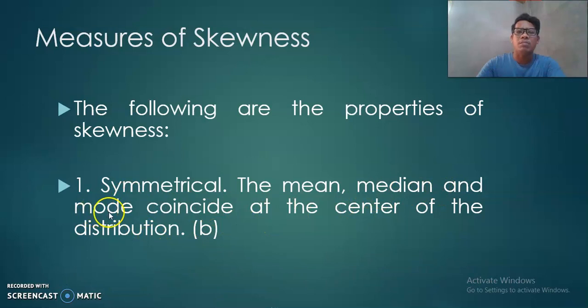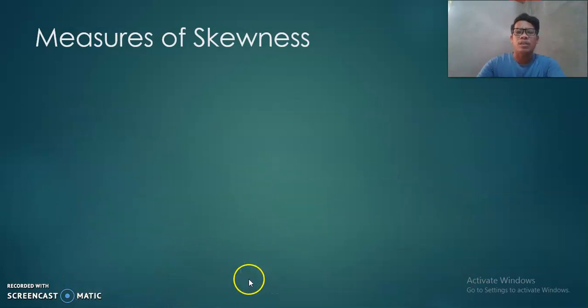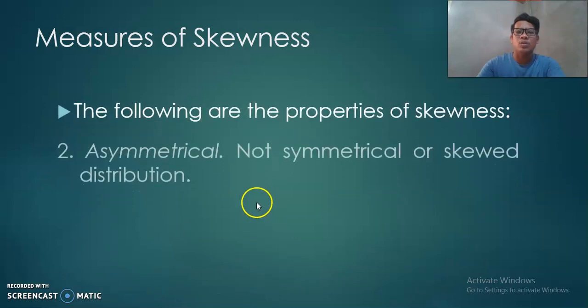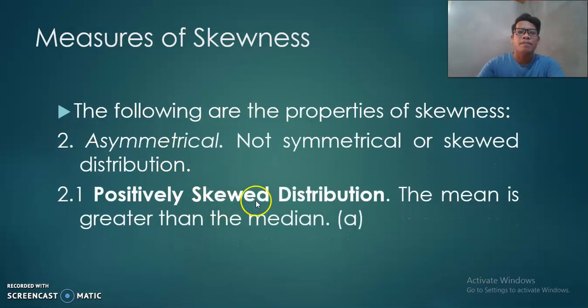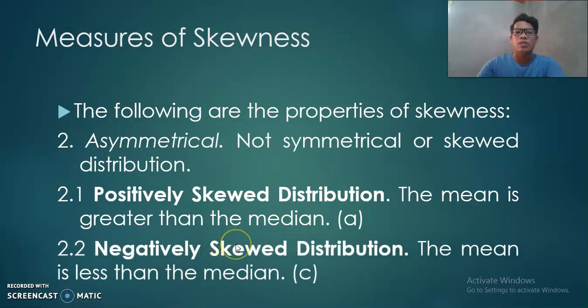Symmetrical is when the mean, median, and mode stay at the center of the distribution. That's why recently we called them averages. The mean, median, and mode are averages because they stay at the center of the distribution. Asymmetrical is when the distribution is skewed, and there are two types: positively skewed and negatively skewed. When do we say that the distribution is positively skewed? When the mean is greater than the median. But if the mean is less than the median, then we call it negatively skewed.